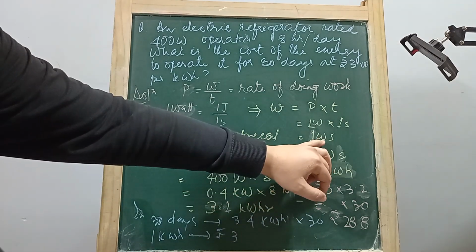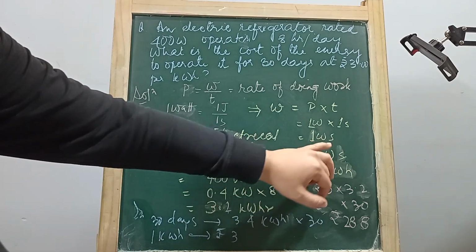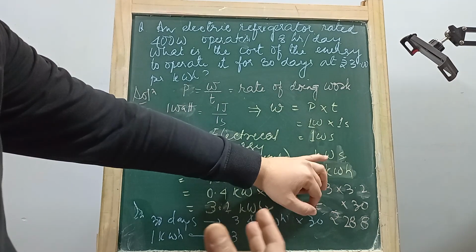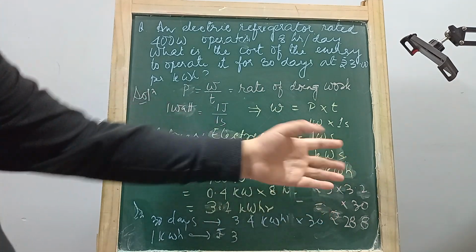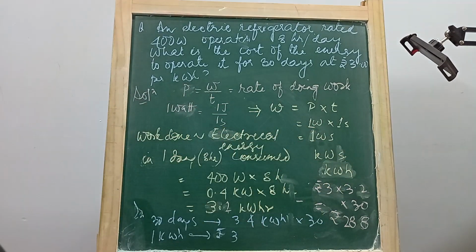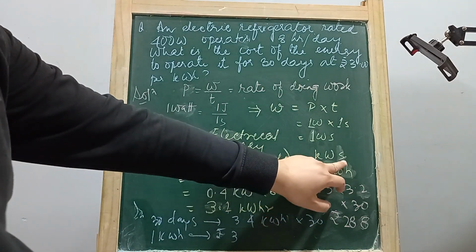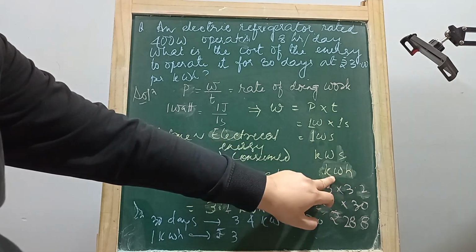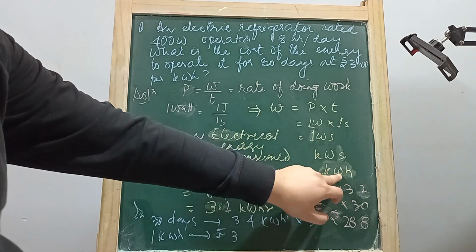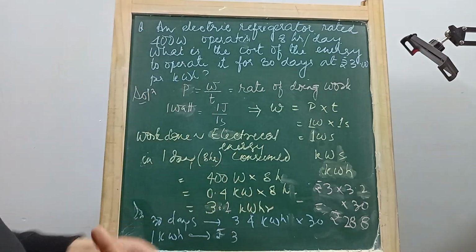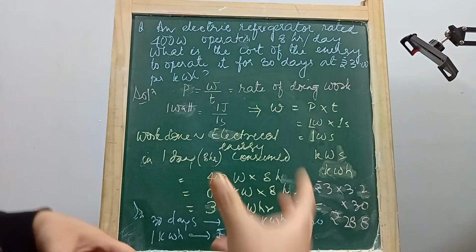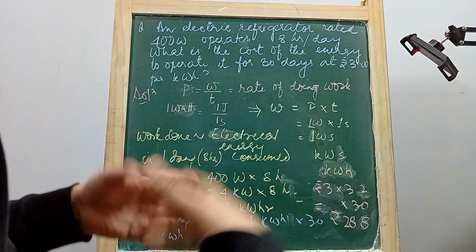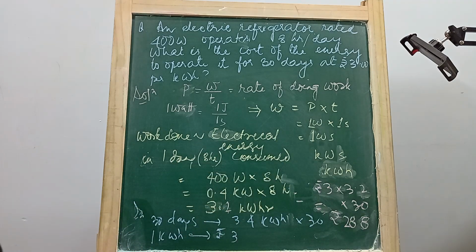So if the power is expressed in kilowatt instead of watt, then kilowatt second is also a unit of work done or energy consumed. Or if the time is expressed in hours, then the unit becomes kilowatt hour. So what is kilowatt hour? It's a unit of electrical energy consumed by the device, by the electrical appliance.